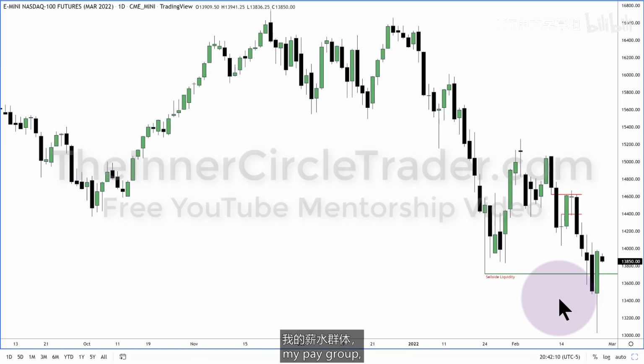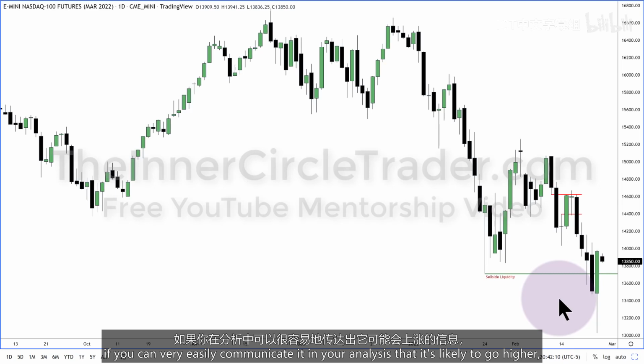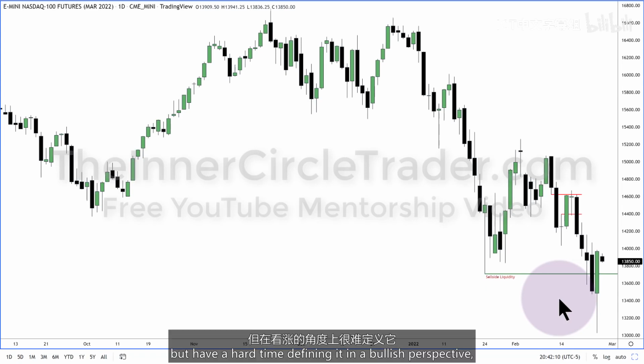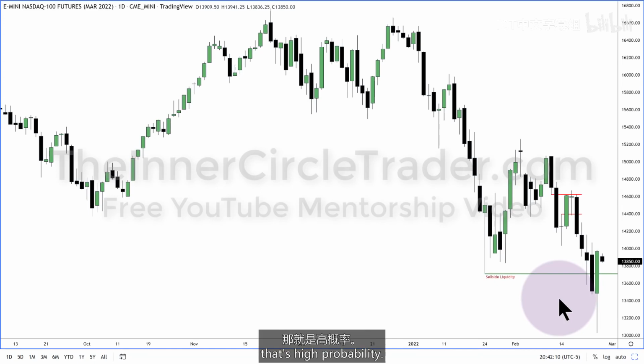Okay, this is how I teach my pay group. The things I teach them: if you can't go into your charts and line up an idea that's bullish and have no way to frame it on a bearish stance, in other words, if you can very easily communicate in your analysis that it's likely to go higher, but it's a real hard stretch to sell it for a bearish idea, that's high probability. If you can frame it bearish, but have a hard time defining it from a bullish perspective, that's high probability.